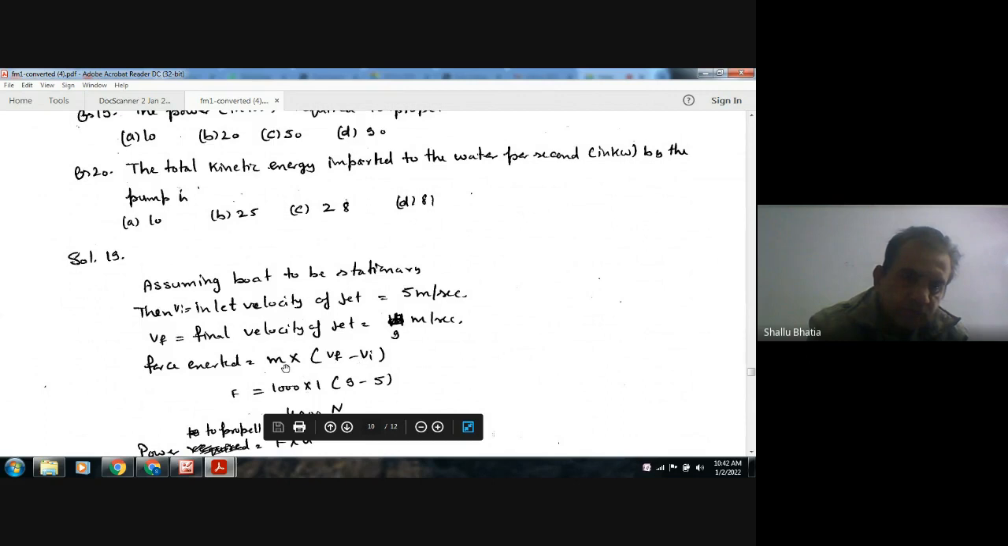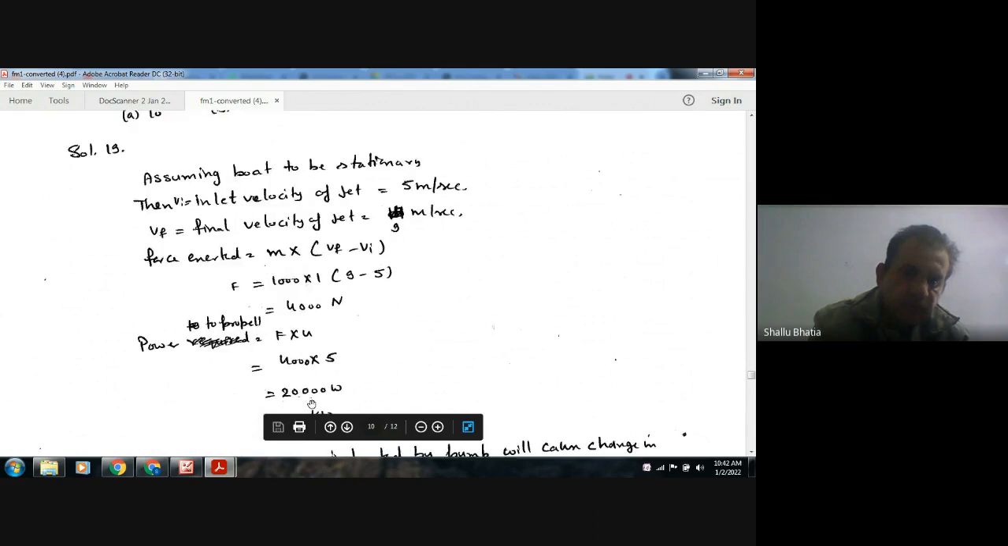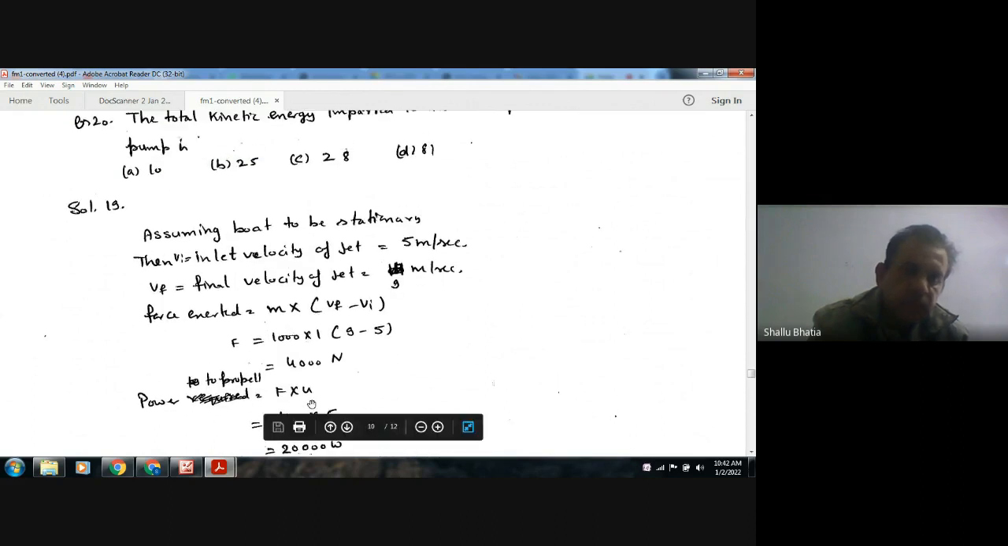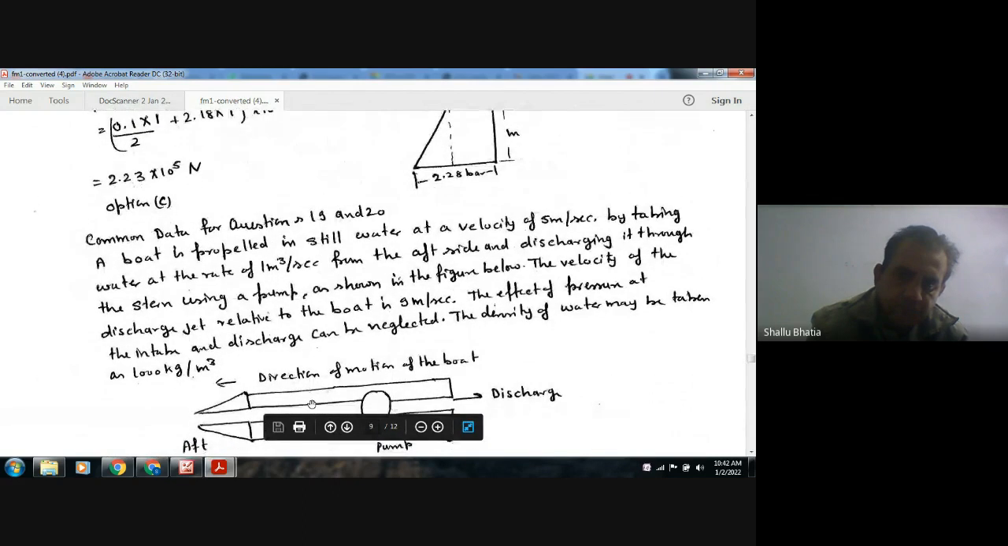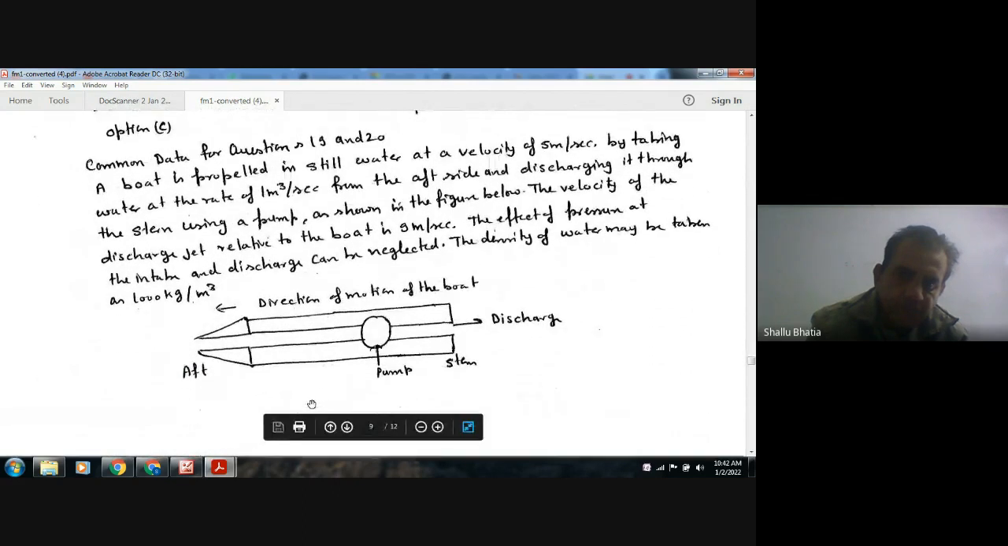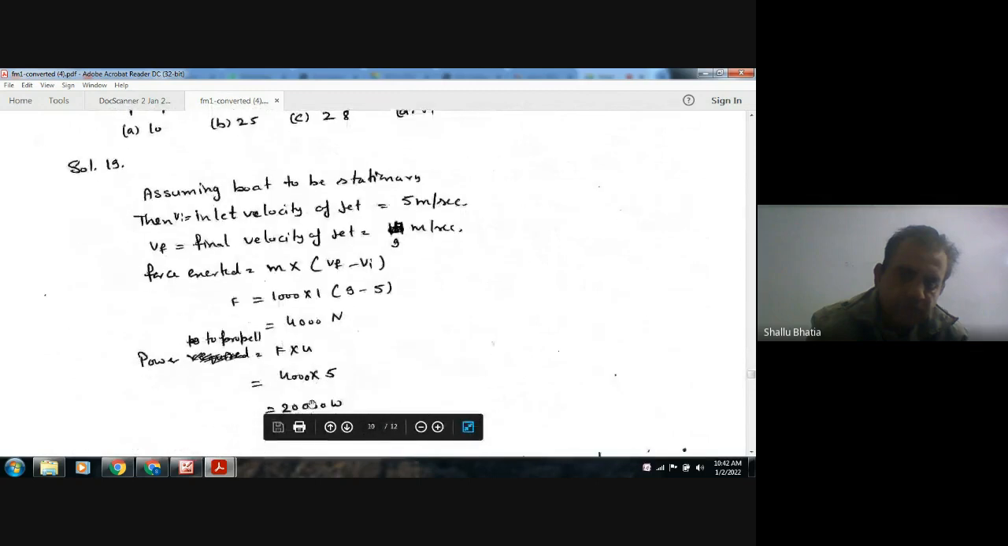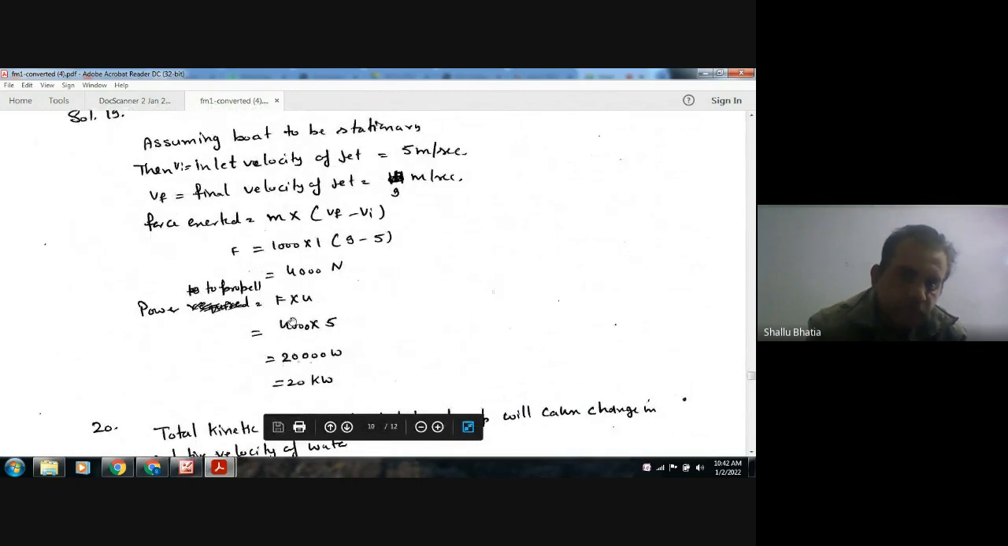Okay, so the force exerted is mass flow rate into change in velocity. So it is here 4000 newton. Okay. Now the boat is actually moving with a velocity of 5 meter per second. So the force is 4000 and the power required to propel the boat is F into U. So this is 4000 into 5, that is 20,000 watt or 20 kilowatts.